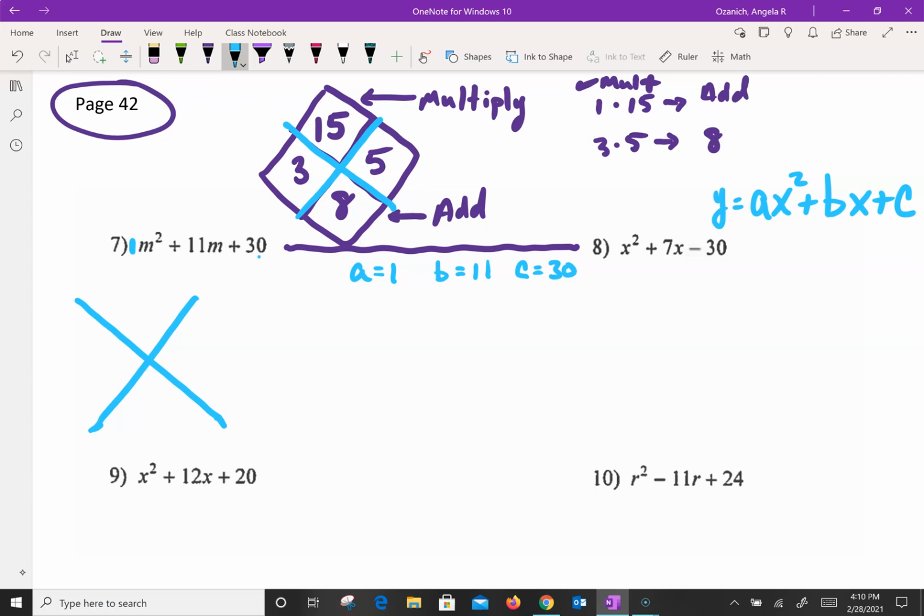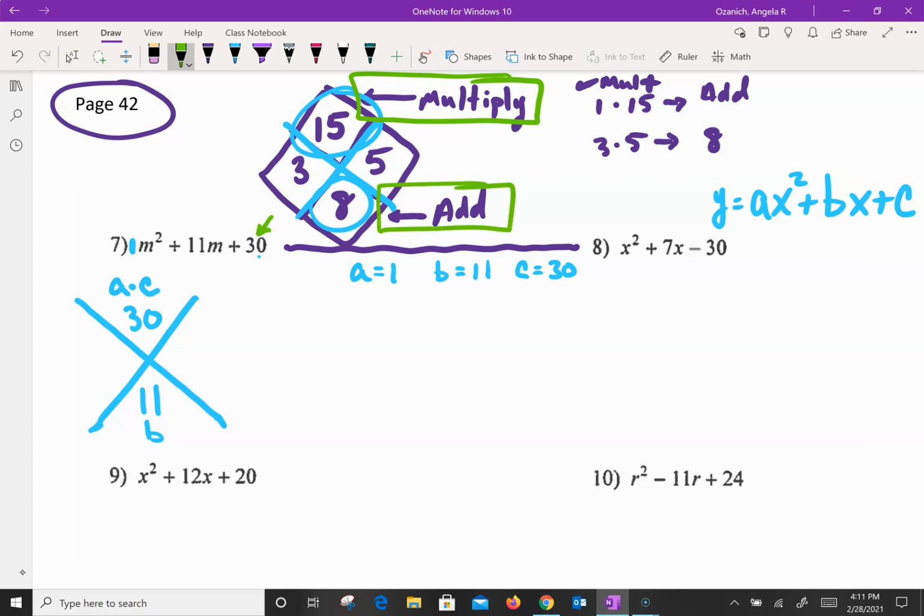Okay? And we are going to put whatever is our a value times whatever is our c value in this second base spot. So 1 times 30 is 30. Perfect. And we're going to grab our b value and put it in this home plate spot right there. So that's going to be an 11. And then again, you're going to ask yourself, how do I get two numbers to multiply to be 30, essentially this number right here, and add together to be my middle term, which is this number right here.